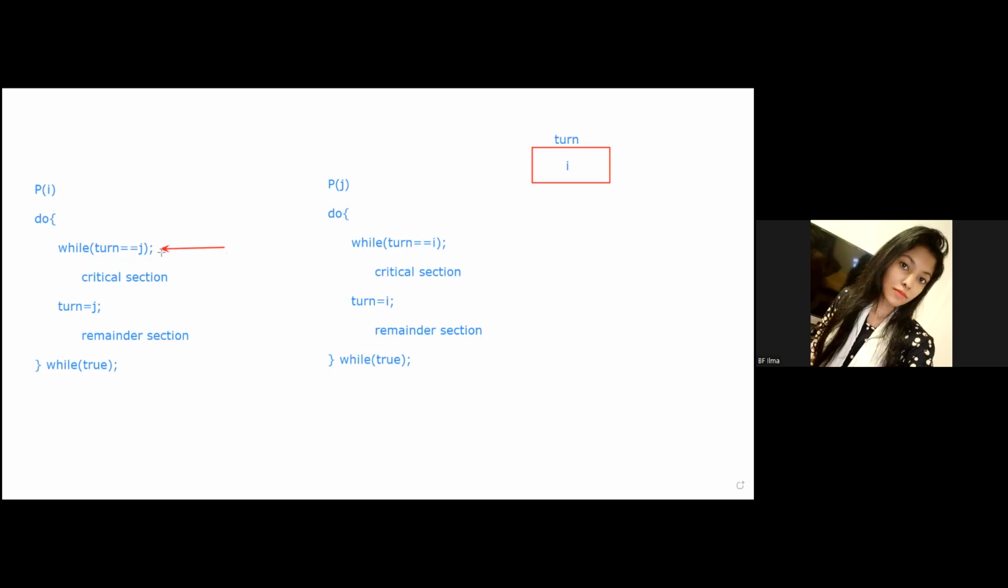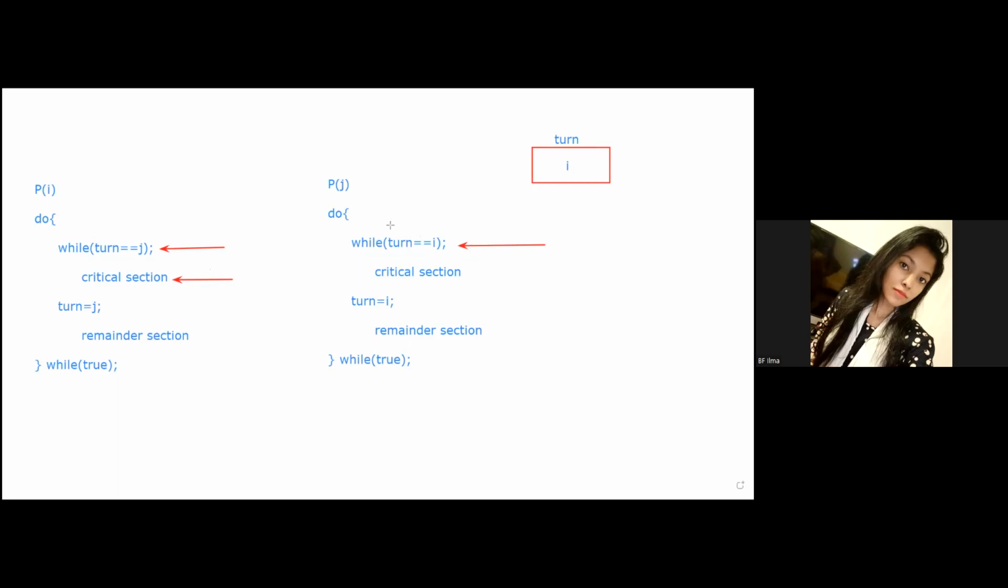Now when it comes here, you see that while turn equals j, is this condition true or false? If turn is equal to i, then this condition will be false, and therefore it can enter the critical section. Suppose now that Pi is in its critical section, doing some calculations in the shared memory. Suppose there's a context switch happening here. Then from this point, Pj will execute, and then it will come here.